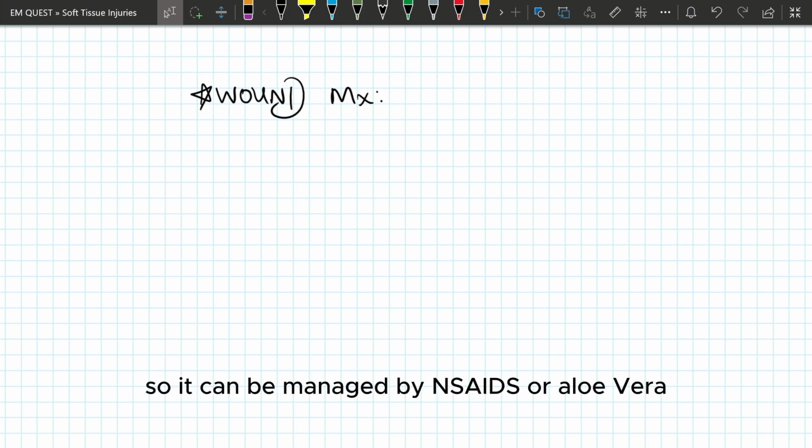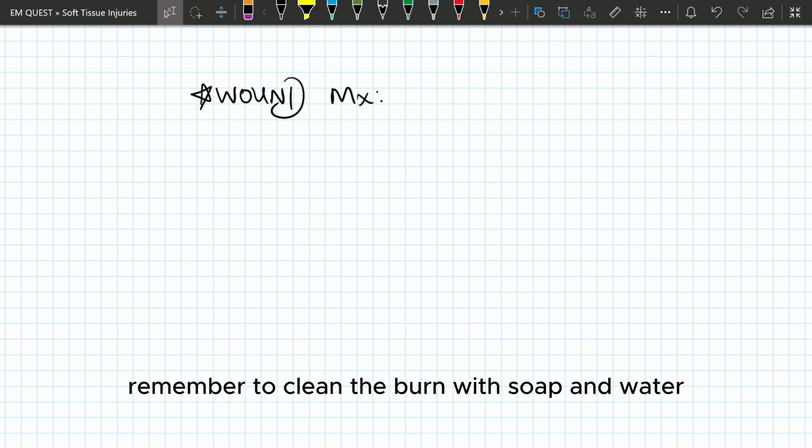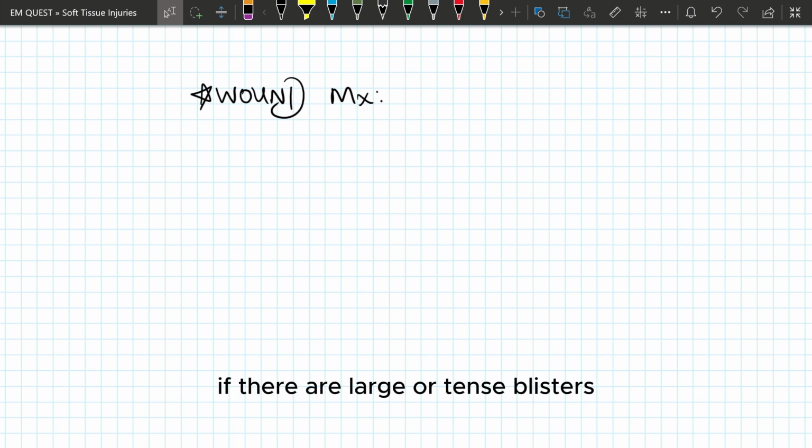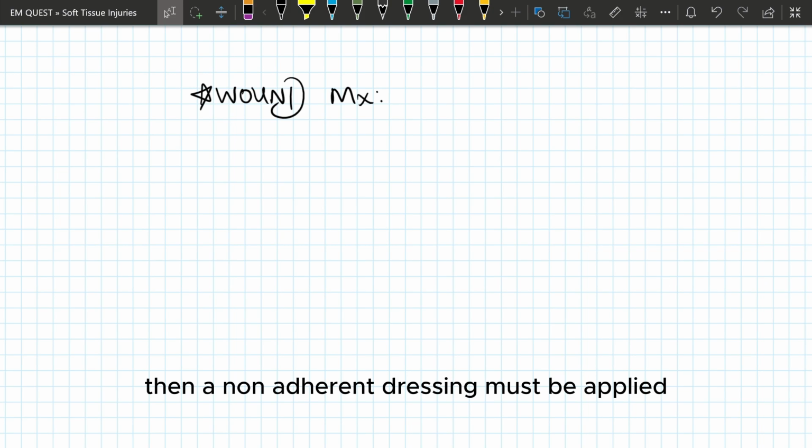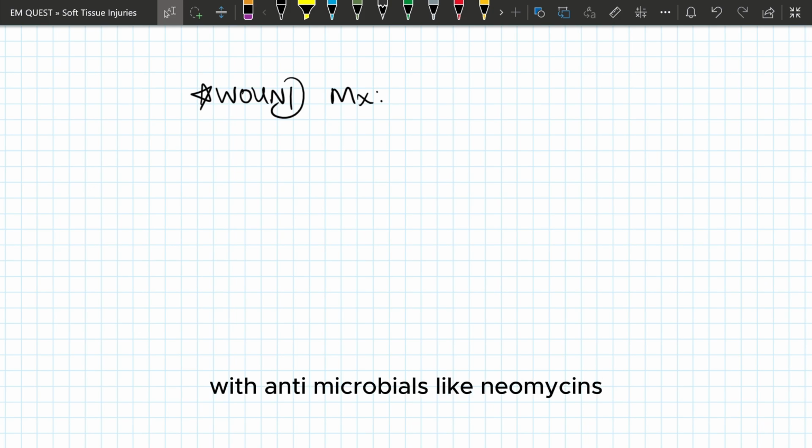Regarding wound management, first degree burns, because there is some local pain and swelling, can be managed by NSAIDs or aloe vera. Remember to clean the burn with soap and water. If there are large or tense blisters, then that can be aspirated and de-roofed, and any non-adherent necrotic material or tissue can be removed. If we are transferring the patient to a burn unit, then a non-adherent dressing must be applied. And remember to supplement the patient with antimicrobials like neomycin.